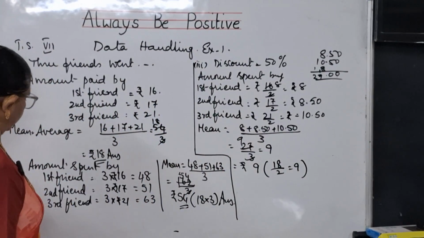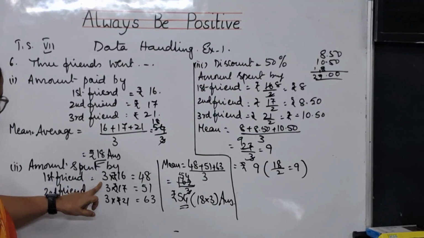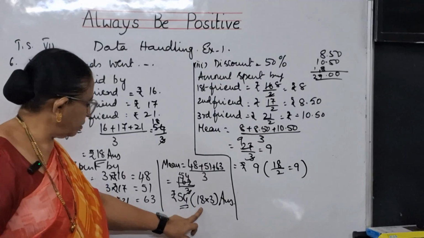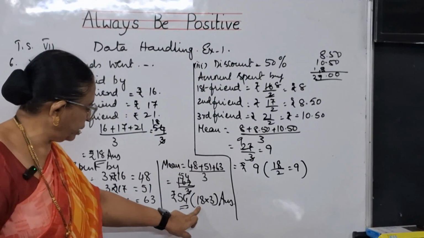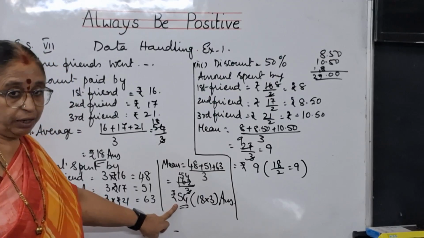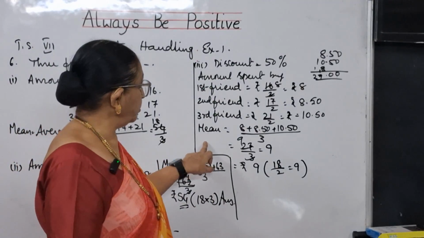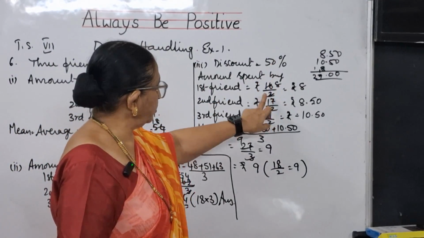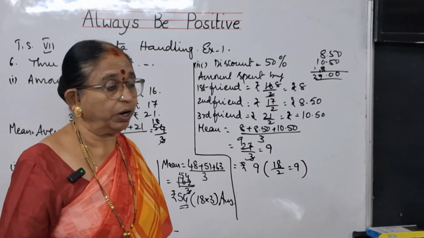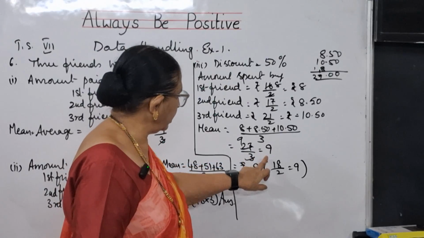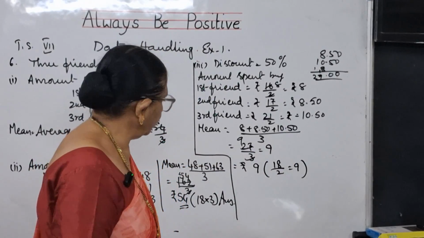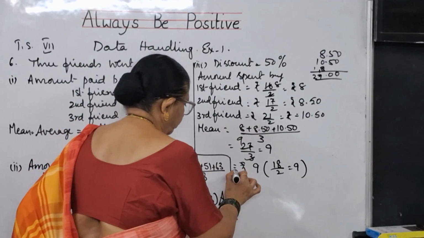See here children, in the second one, each amount is multiplied by 3. So the mean is also multiplied. Original mean into 3, you have got the mean of the second bit. Even here, third bit, 50% reduction means half. You have to reduce the amount into half. Now the mean is again half of the original mean. So with this you have got a fourth bit.